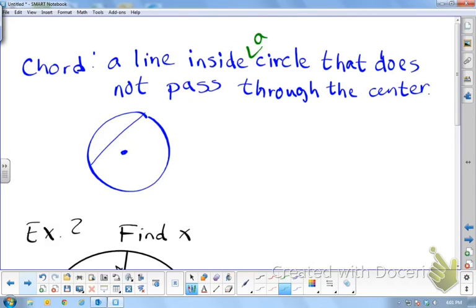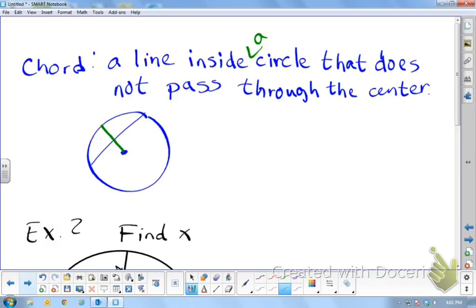So again, we need a definition for a chord. A chord is a line inside of a circle that does not pass through the center. So obviously, again, I have a picture drawn. There's our chord inside the circle. But we want a property to go with that. We don't just want the definition, we want it to have some math with it.